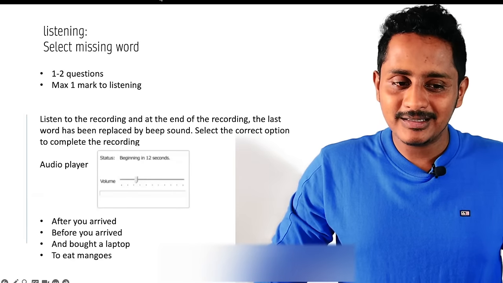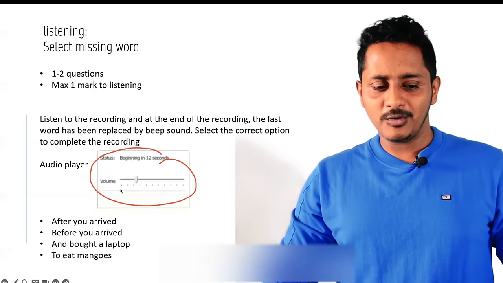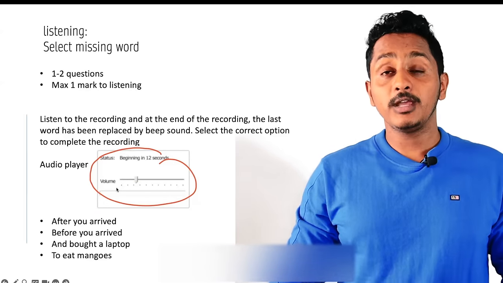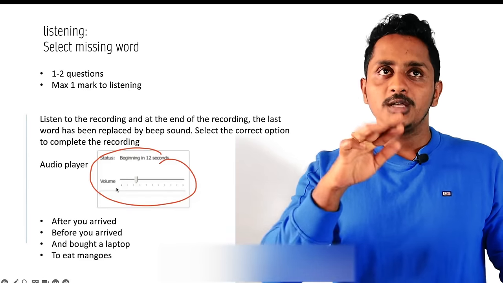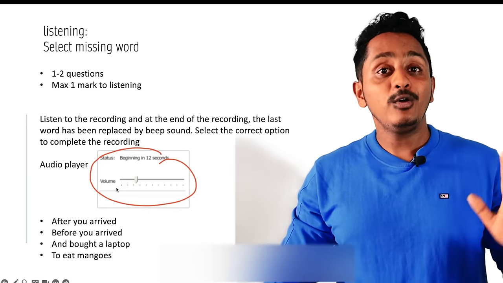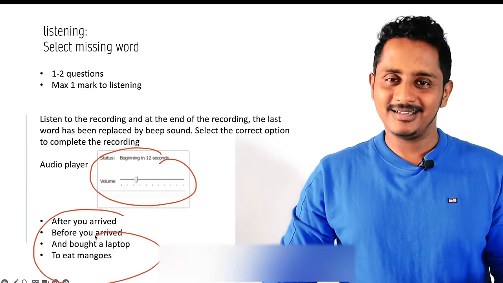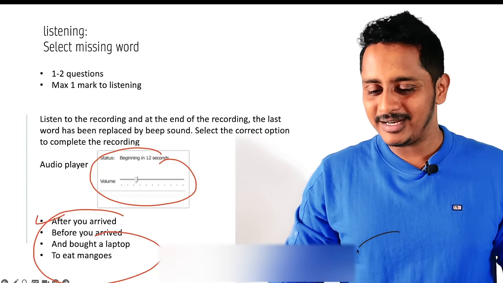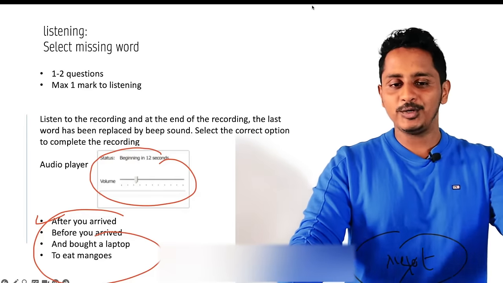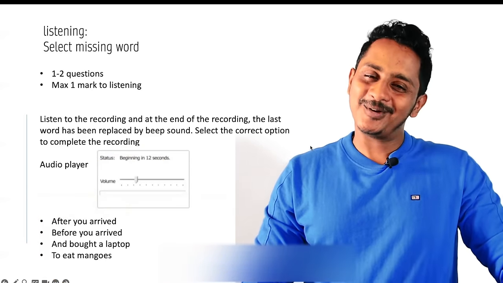Select missing word. This is also a dummy module. They play an audio. Towards the end of the audio, he's saying something. The king was supposed to be beep. It will come: King was supposed to be what? Supposed to be good. Supposed to be dead. Supposed to be eaten. Supposed to be fled. We don't know. Get the context and then choose. If you are able to, then select. If you are not, randomly select one and click the next button and move on to the next question. This is a dummy module, not going to give you any marks. You've got to trust me, guys. Okay? Don't practice for all these modules.